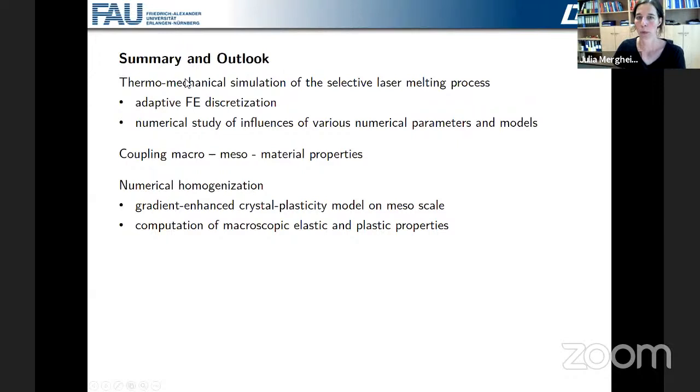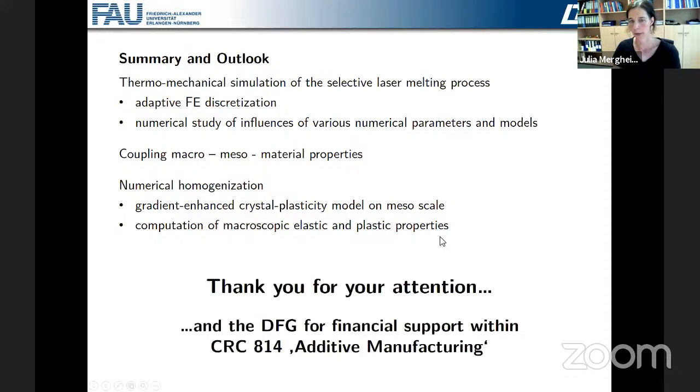So that brings me to the end of my presentation. I've introduced a thermomechanical simulation framework for selective laser melting using an adaptive finite element discretization, and introduced a numerical study of the influences of different numerical parameters and also modeling assumptions. Introduced how to couple that macro simulation to a meso simulation, and again, let's say to a homogenization process to obtain material properties. And that homogenization was introduced in more detail. So the gradient enhanced crystal plasticity model on the mesoscale was discussed, and also the computation of the macroscopic properties.